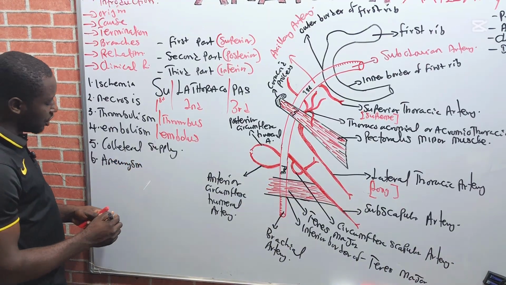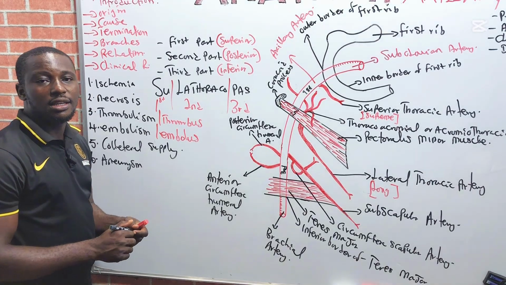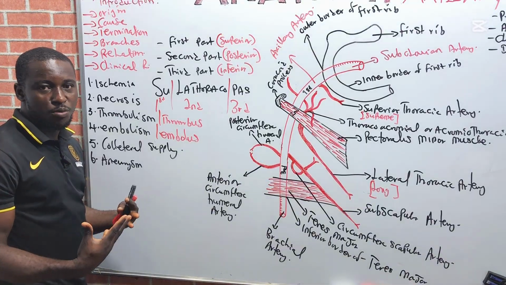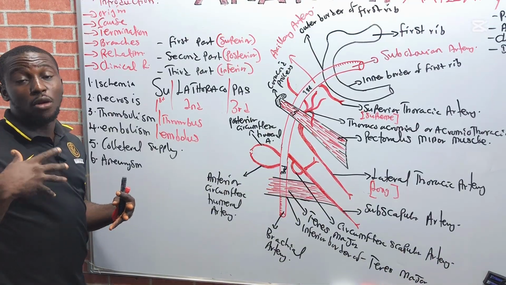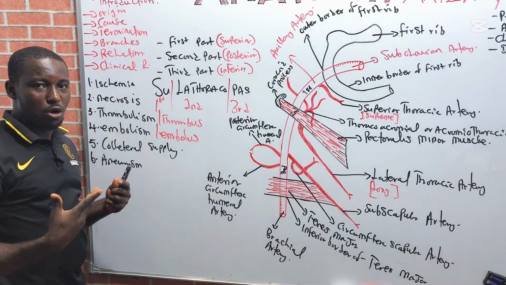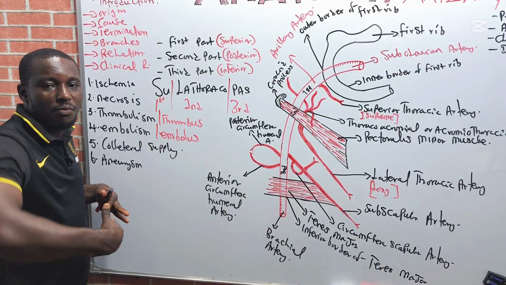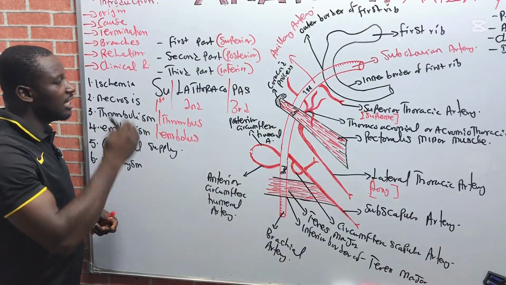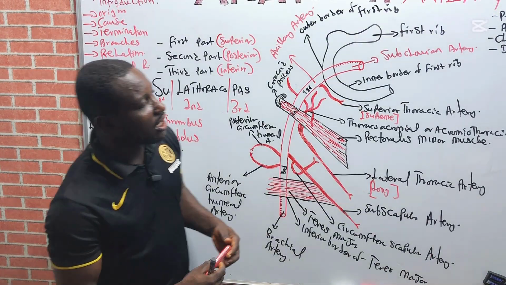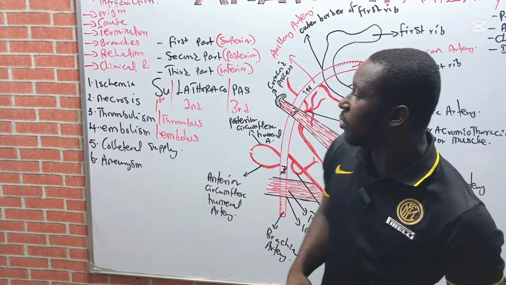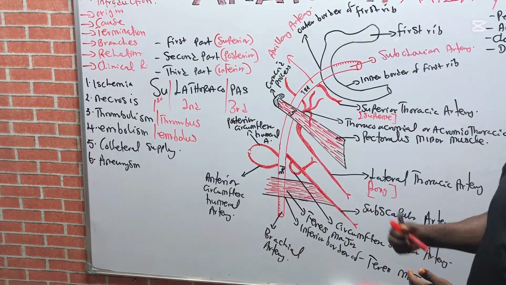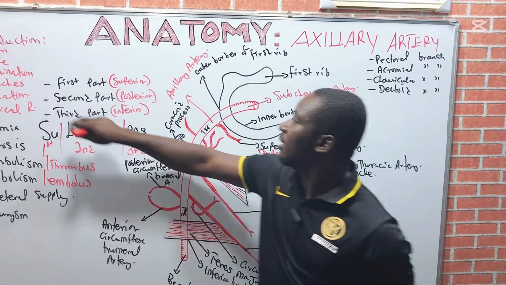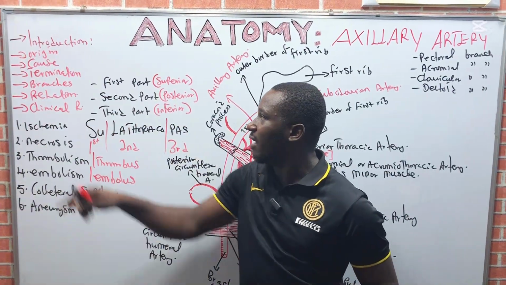We have aneurysm. Aneurysm is a vascular condition whereby there is an abnormal dilation of the blood vessel wall. It could be as a result of what? High blood pressure exerted at the blood vessel wall, leading to its abnormal dilation. So it could be implicated in the axillary artery. So these are the clinical conditions associated with the axillary artery. We have discussed this beautiful artery ranging from its introduction to the clinical relevance.